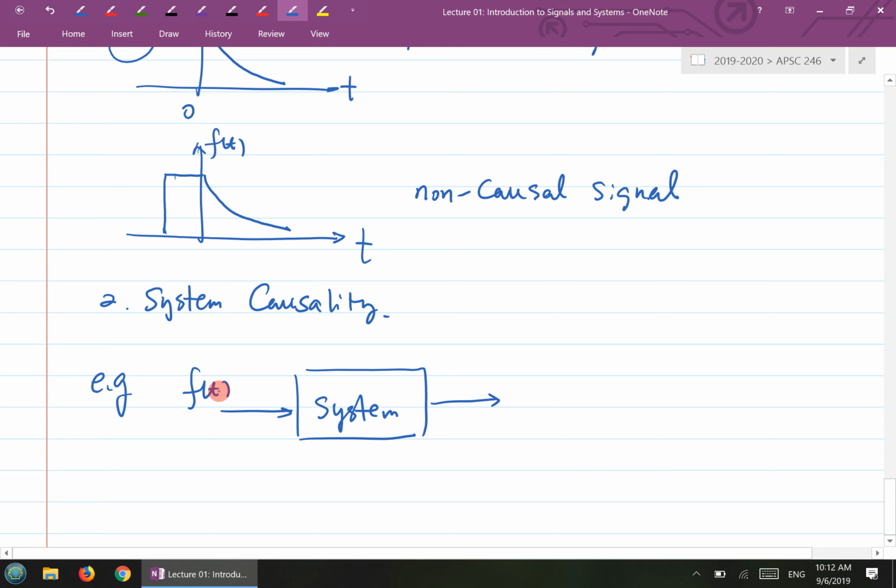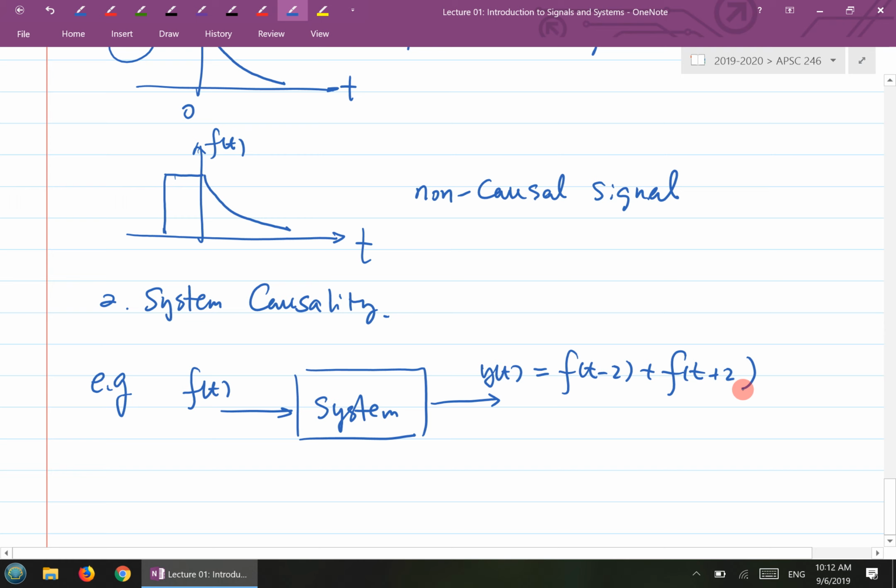The system input is f of t. The system output is called y of t. And the y of t is given as this: y of t equals f of t minus 2 plus f of t plus 2. Okay?